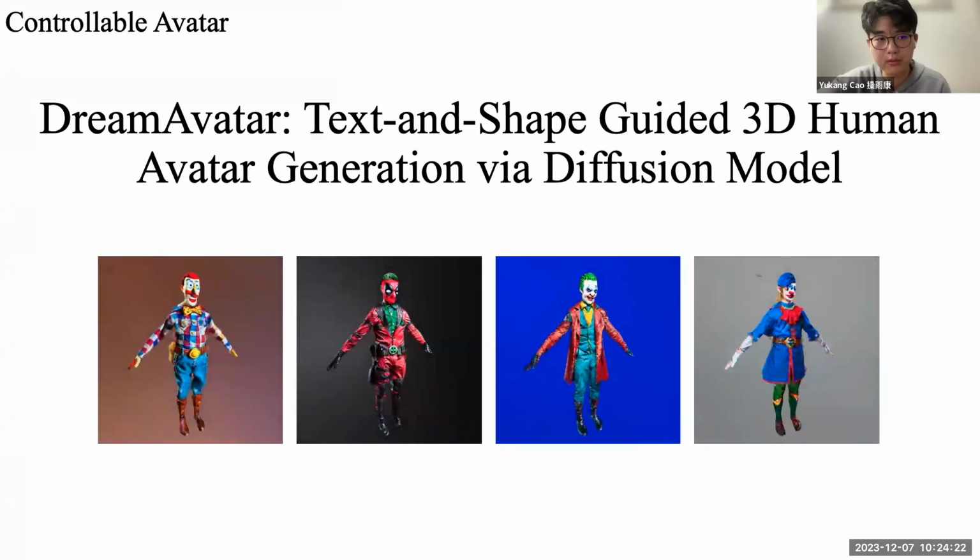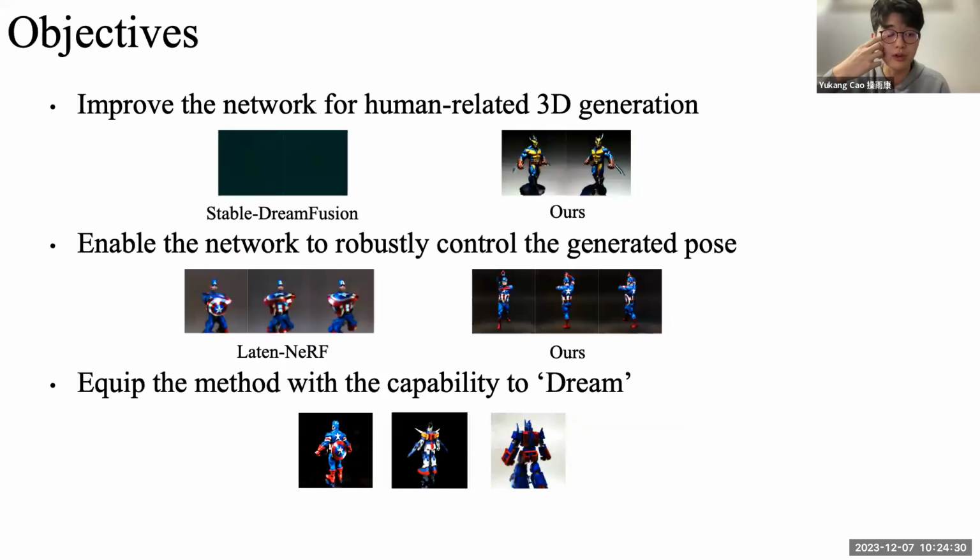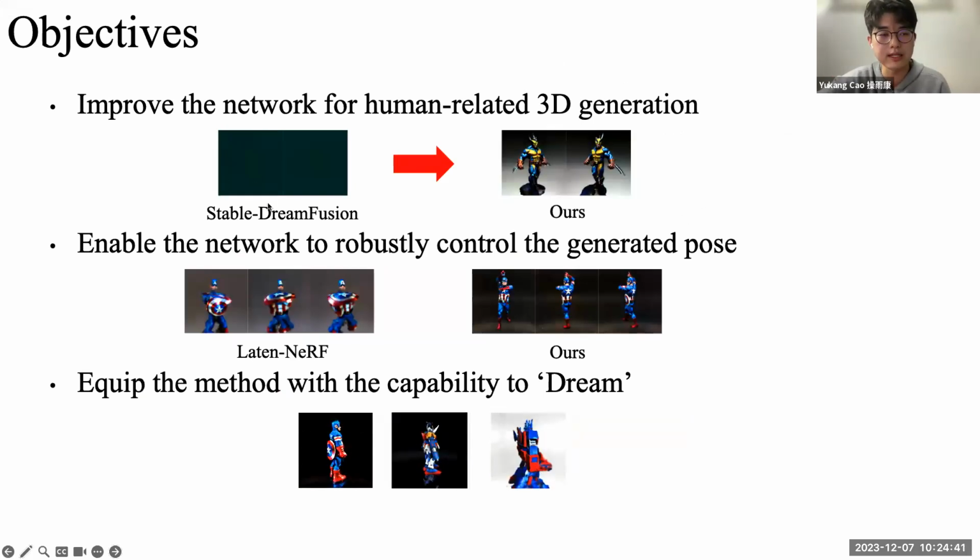DreamAvatar: text and shape-guided 3D human avatar generation via diffusion model for generating controllable 3D human avatars. Our objectives for DreamAvatar can be broken down into three parts. Firstly, building upon DreamFusion, we aim to enhance the network for 3D generation related to humans. Secondly, we aim to enable the network to generate 3D human avatars with controllable shapes and poses. And last, we want the network to have the ability to dream up geometry that is consistent with the text, instead of being constrained to certain priors.